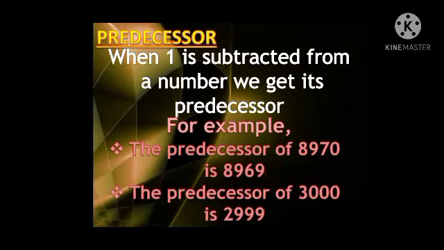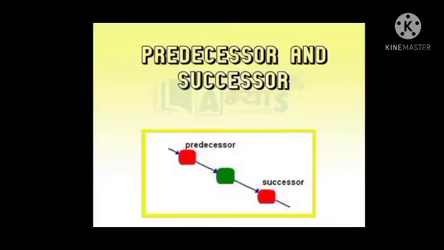8969. And then the predecessor of 3000 is 2999. You have to subtract 1 from the given number. Therefore, the predecessor of 3000 is 2999. To find the predecessor, just subtract 1 from the given number, and to find the successor, you have to add 1 to the given number.